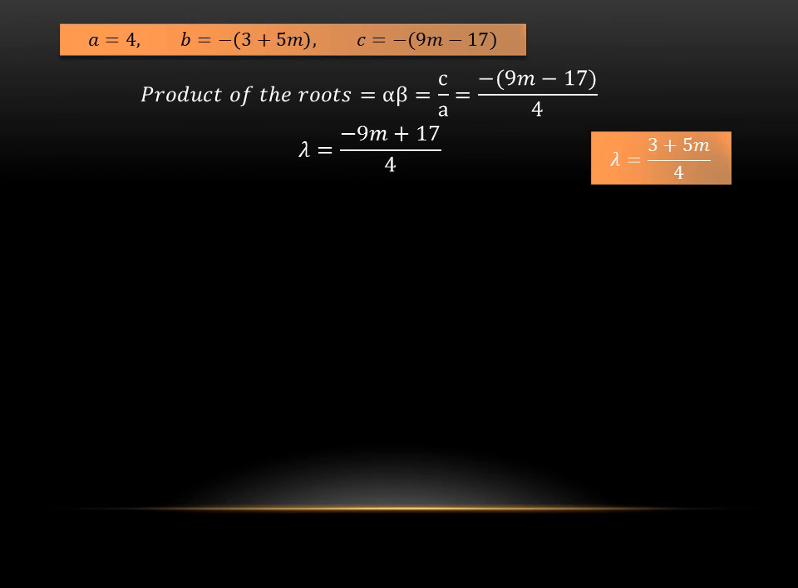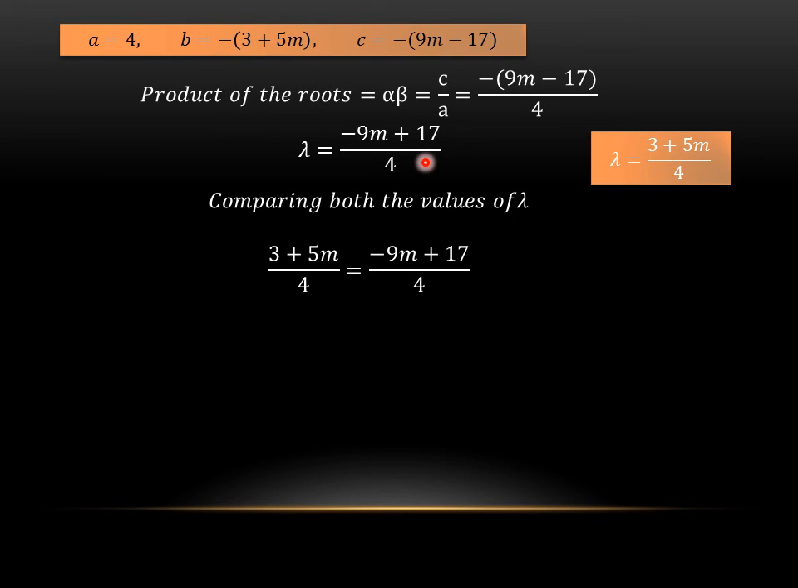So now we again have two values of lambda. The first is this fraction, and the second is the fraction that we got after finding the sum of the roots. Two values of lambda are comparable, so we will compare both the values of lambda. Both the fractions will become equal to each other, that is 3 plus 5m by 4 equals minus 9m plus 17 over 4.